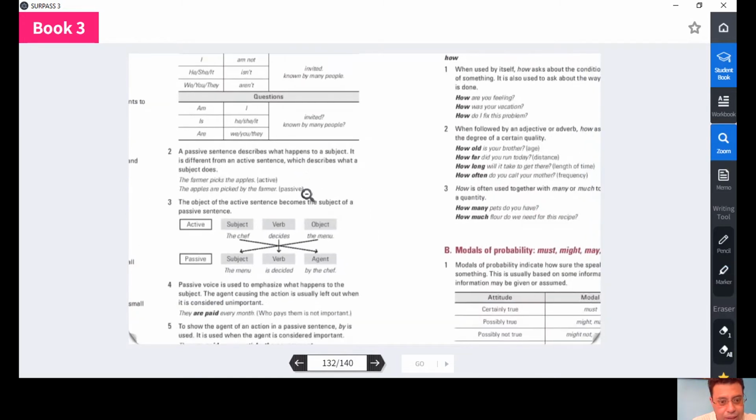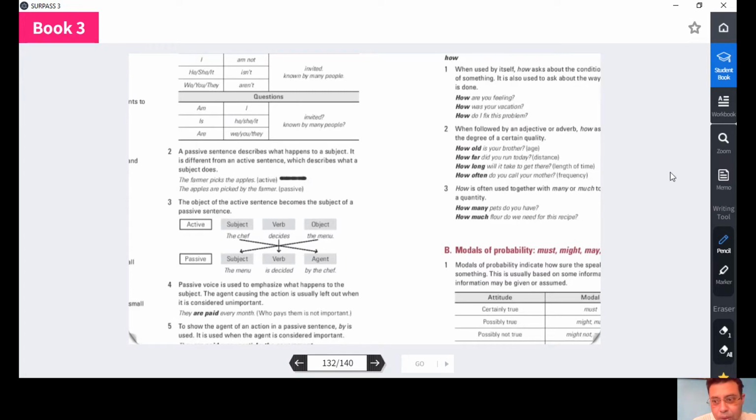Okay, so let's see the next fact. Number 2: a passive sentence describes what happened to a subject. It is different from an active sentence, which describes what a subject does. And we have two examples here. The first one: the farmer picks the apples. This is active, as I told you. The farmer picks the apples. So this is active.